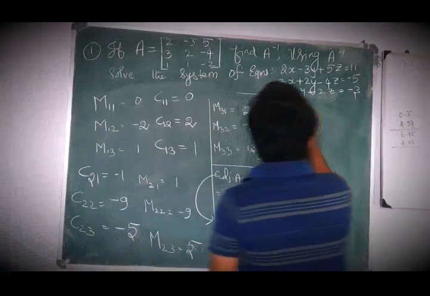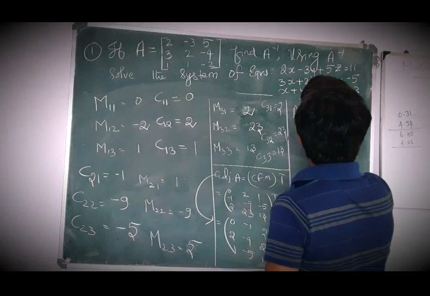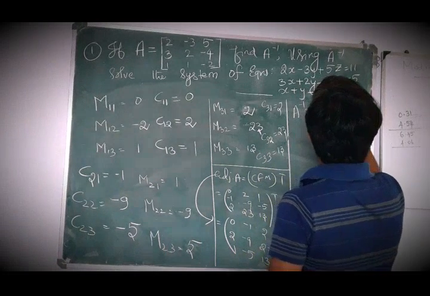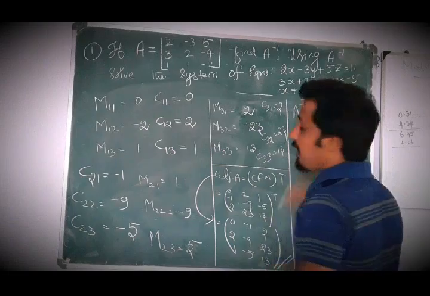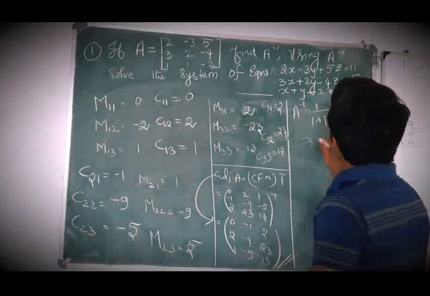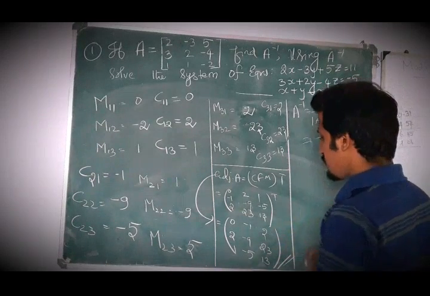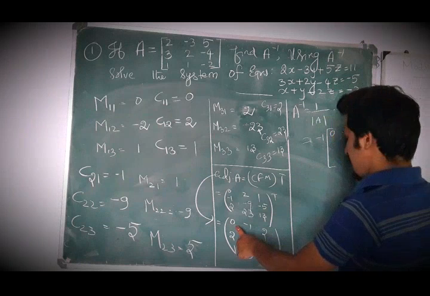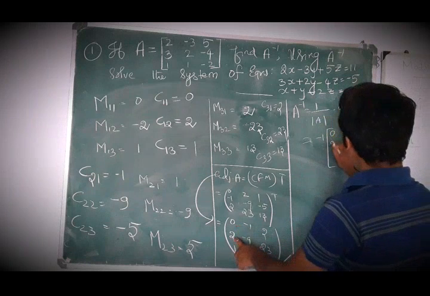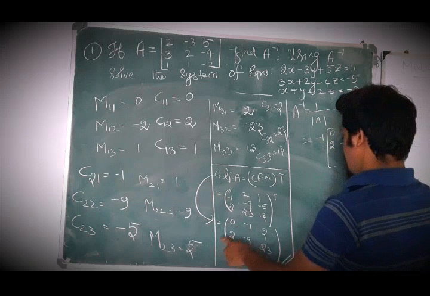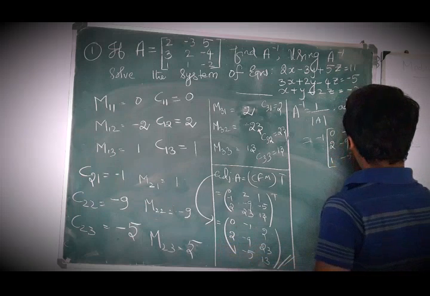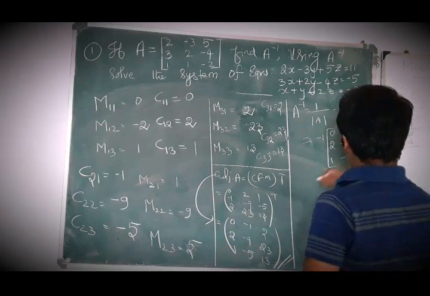Okay. So to find A inverse, what is the answer? 1 by determinant A into adjoint A. What is the determinant A value? Determinant A value is minus 1. So 1 by minus 1 is minus 1, into adjoint A, which is [0, minus 1, 2; 2, minus 9, 23; 1, minus 5, 30]. This is nothing but minus 1 times adjoint A.